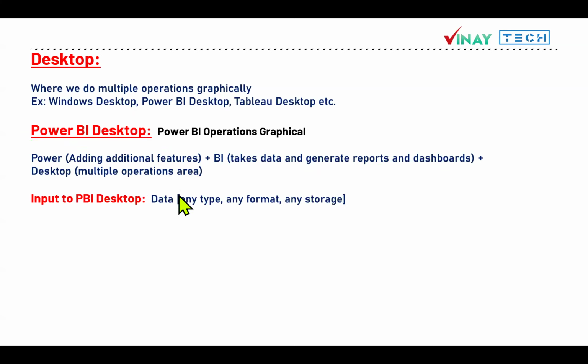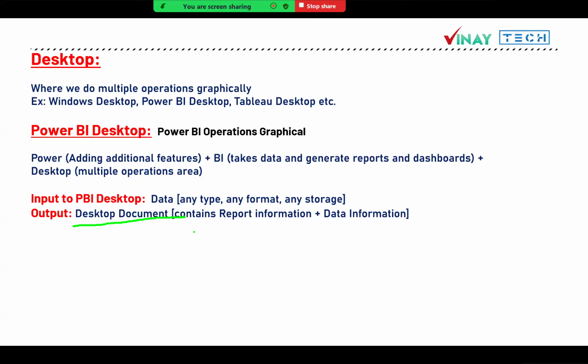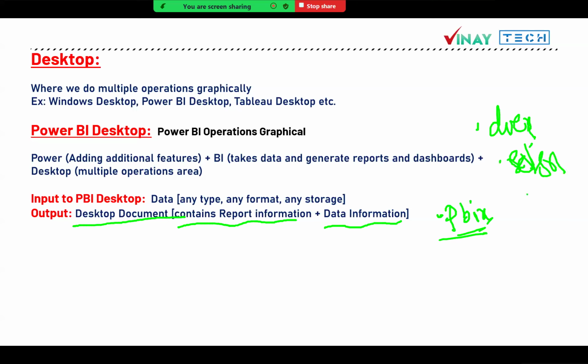Next, input to this desktop, any data, any format, any way. Output from the desktop, a document you will receive, desktop document. The document containing report information, the document containing data information. That's why it is saved with PBIX. Power BI file saved with PBIX. Word document saved with DOCX. Excel document saved with XLSX. Power BI document saved with PBIX. So this desktop will take data and generate a Power BI document where report and everything is available.